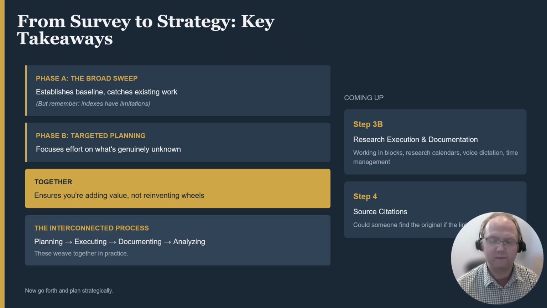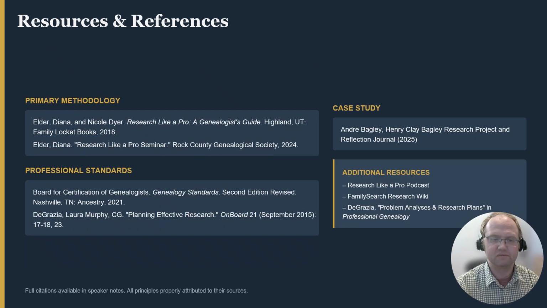So coming up is step 3B, because this is step 3A, where we cover execution and documentation, working in blocks, research calendars, report drafting, time management, and knowing when to stop. Step 4, source citations. Could somebody find the original if your online website link broke? Remember, plan strategically and get results.